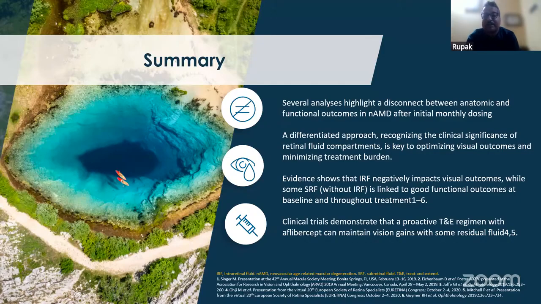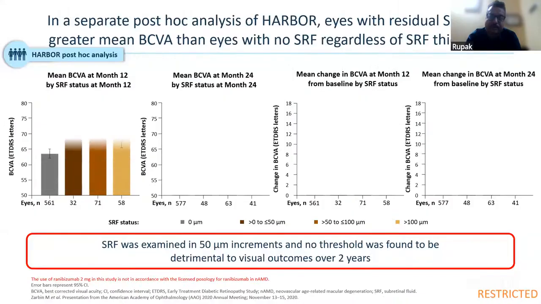To summarize, several analyses highlight a disconnect between anatomic and functional outcomes in nAMD after initial monthly dosing. A differentiated approach recognizing the clinical significance of fluid compartments is key to optimizing visual outcomes. Evidence shows that IRF negatively impacts visual outcomes, while some SRF without IRF can be tolerated. Clinical trials demonstrate that a proactive treat-and-extend regimen with aflibercept can maintain vision gains with some residual fluid.